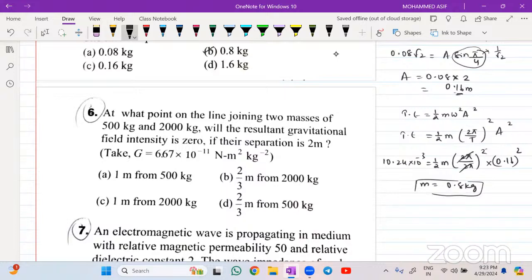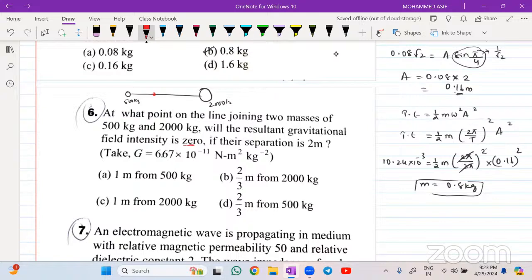Sure. Question number 6, very good question. At what point on the line joining the two masses of 500 kg and 2000 kg? So I have one mass of 500 kg, and another is 2000 kg, joined by this line, something like this. At what point on the line between them, somewhere here, is the resultant gravitational intensity 0?